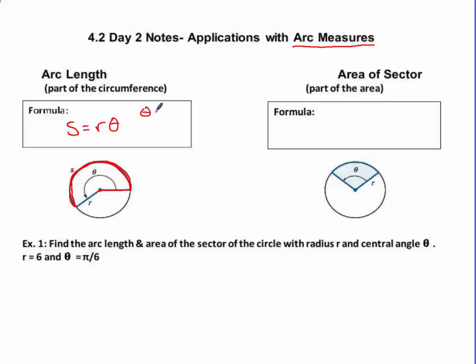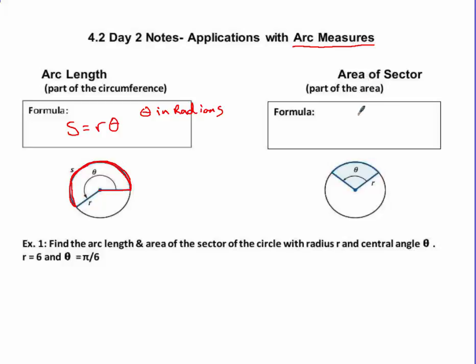Arc length equals the radius of the circle times theta. The only thing we have to make sure of is that our theta is in radians. Okay, so this is arc length. It's the distance around the circle based on how wide the angle opens.